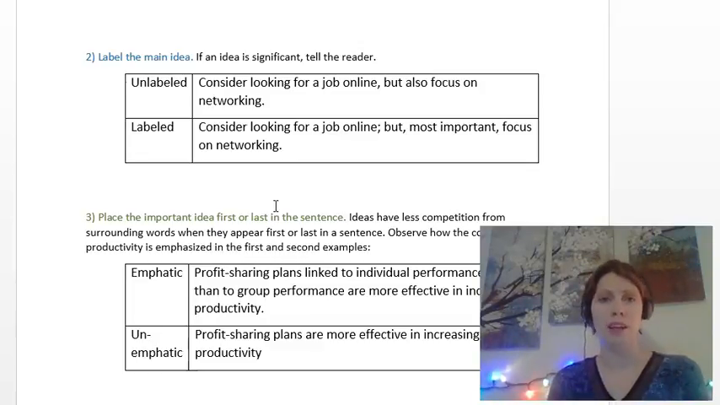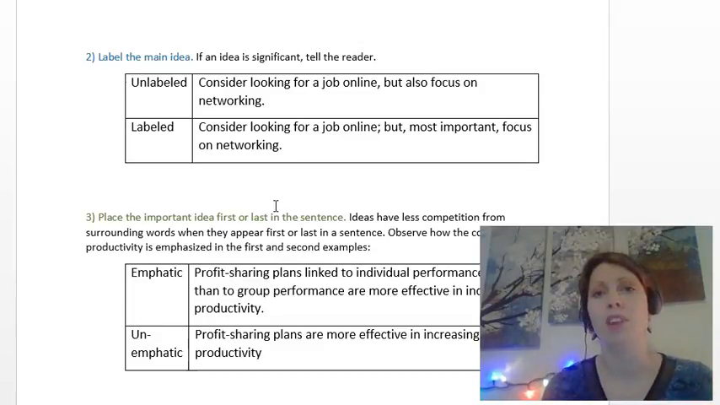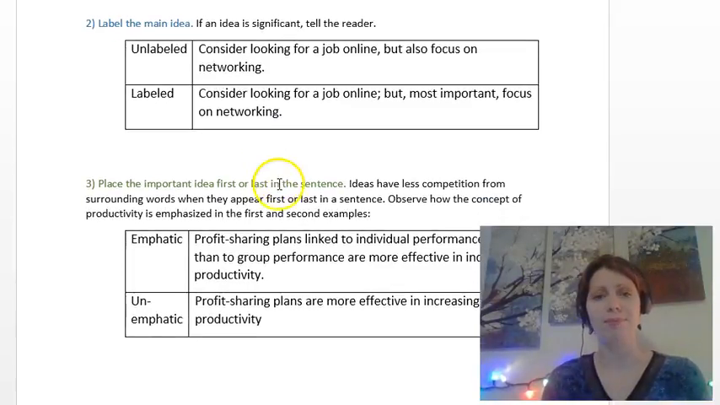So in a labeled idea, it would look more like consider looking for a job online, semicolon. But most important, focus on networking. So you can see the big difference really in the meaning and what you understand after reading it and where the emphasis lies with the punctuation that was provided in the sentence.